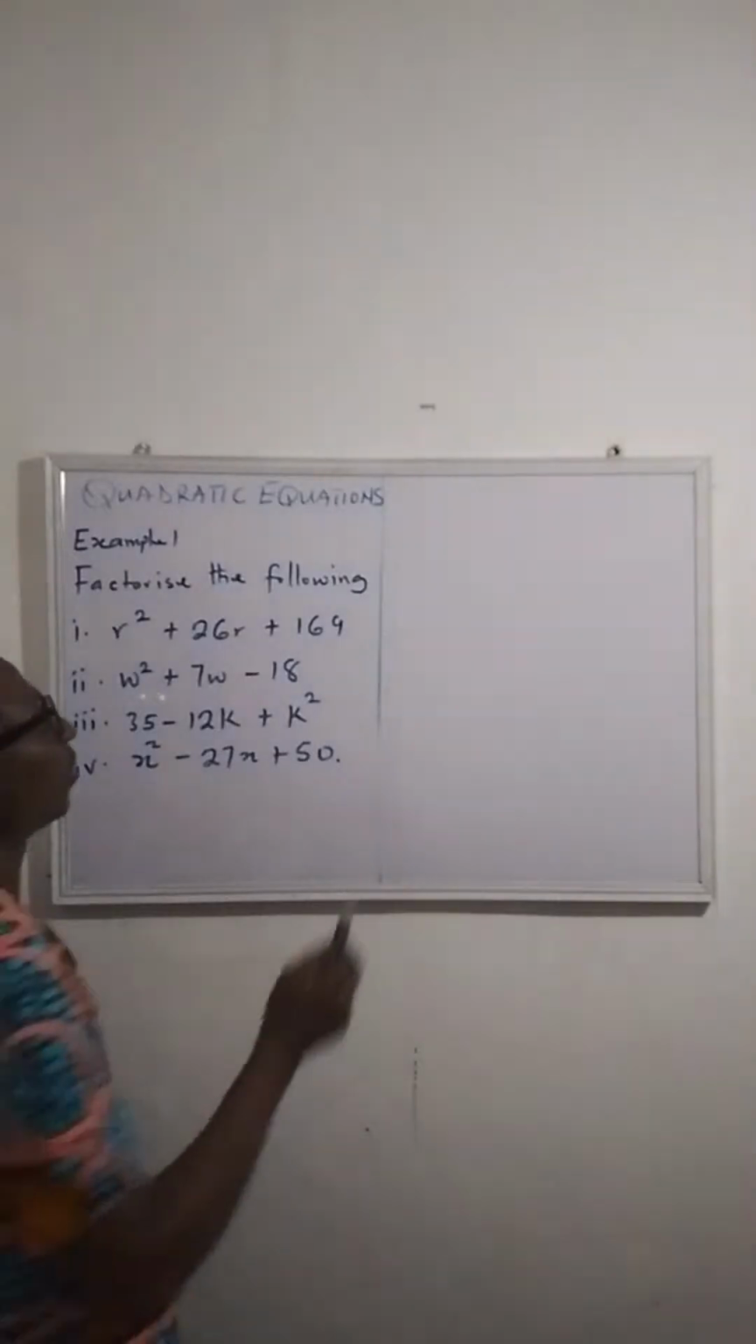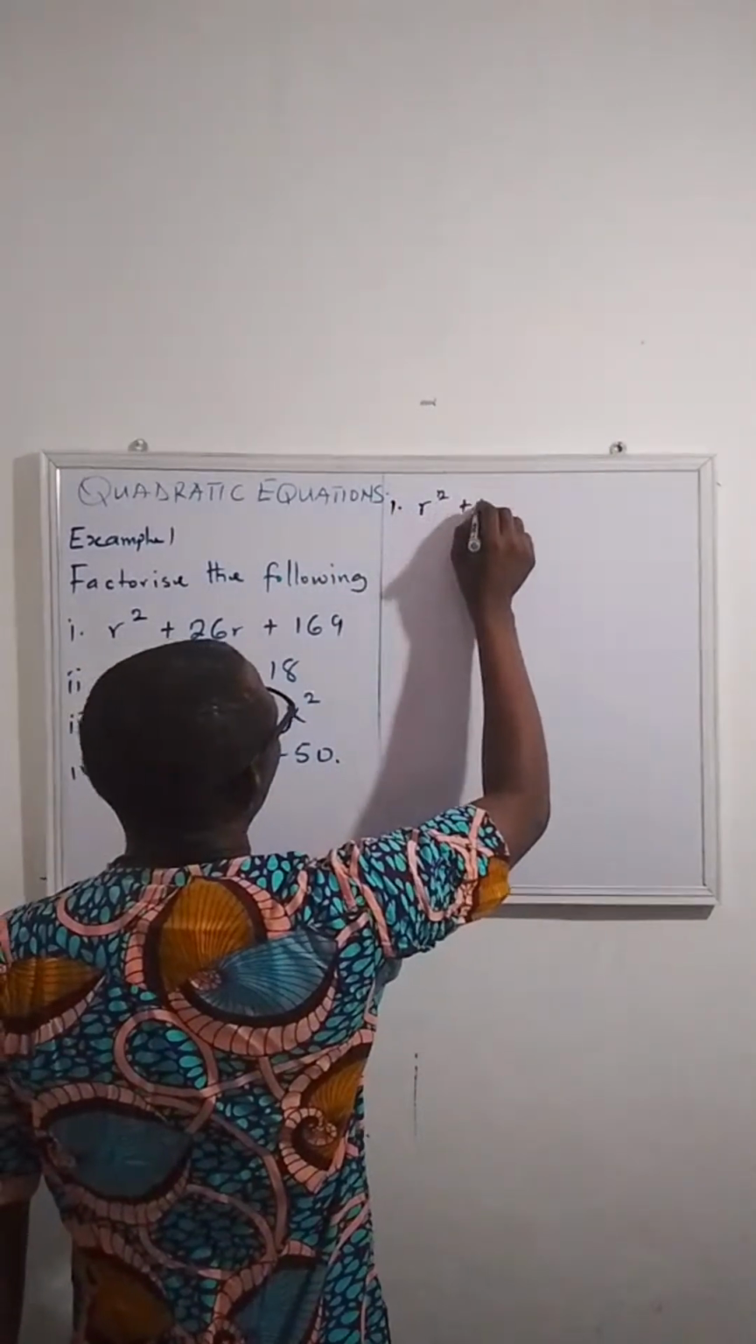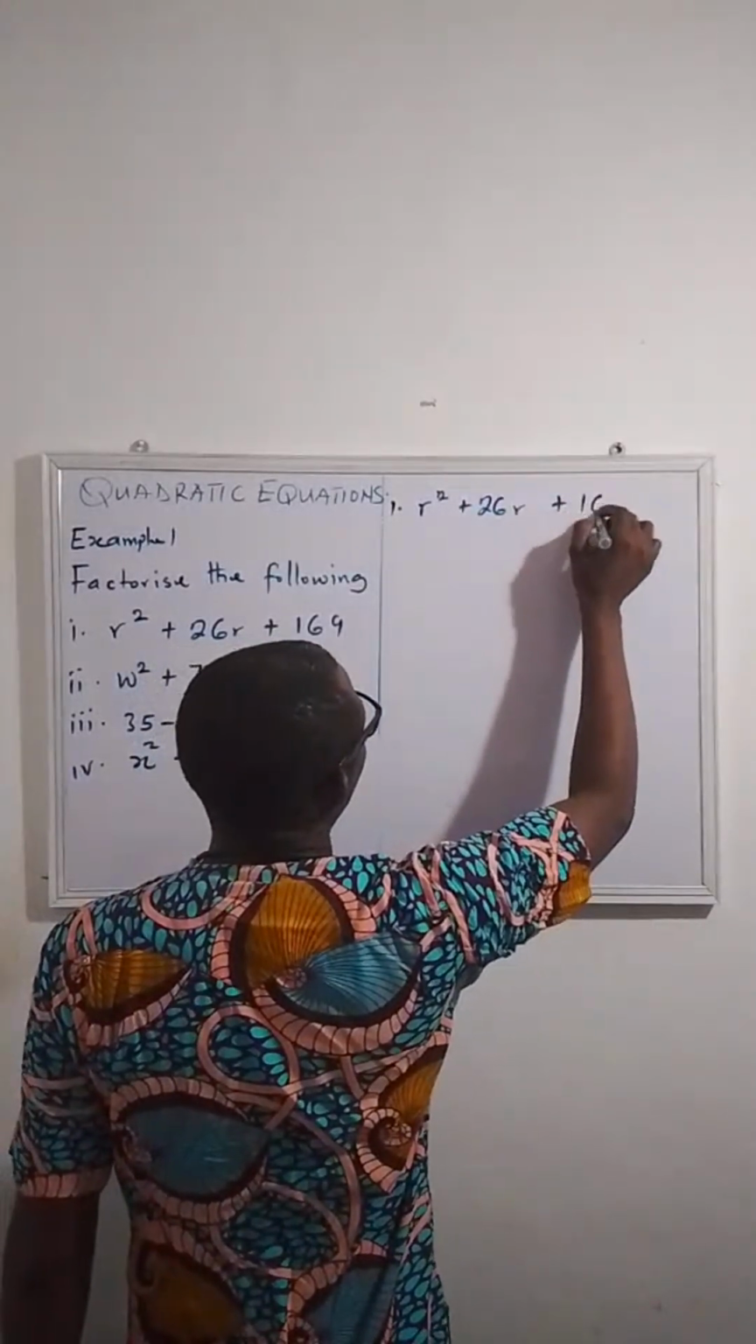Okay, now the first one we have here is r squared plus 26r plus 168.